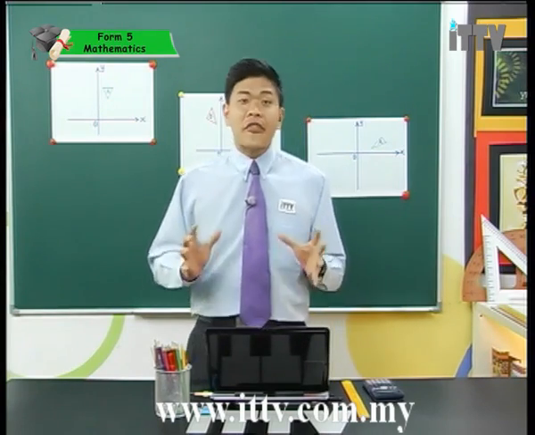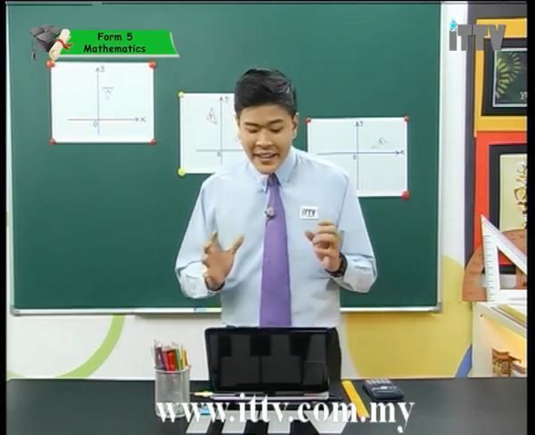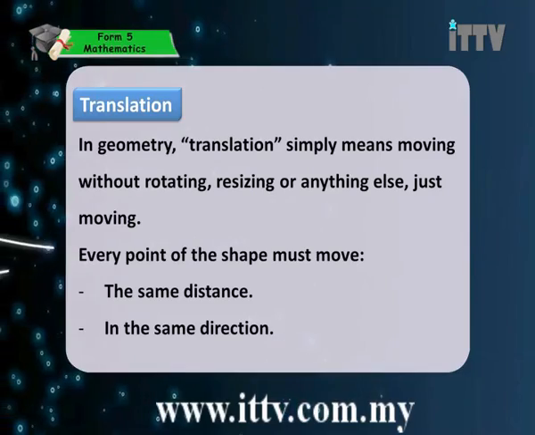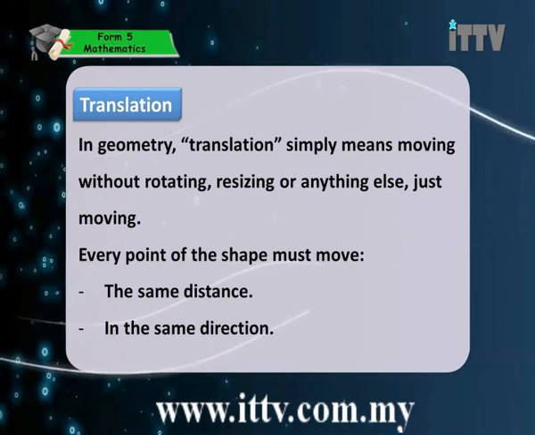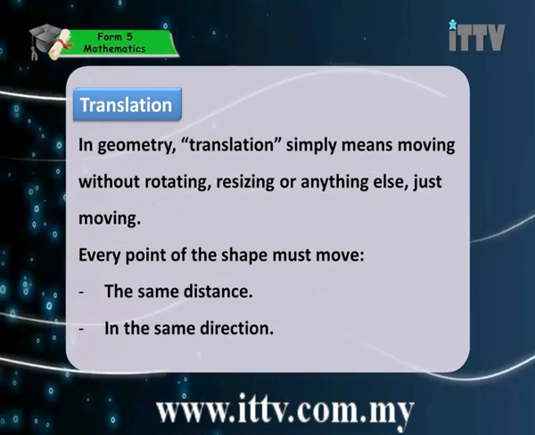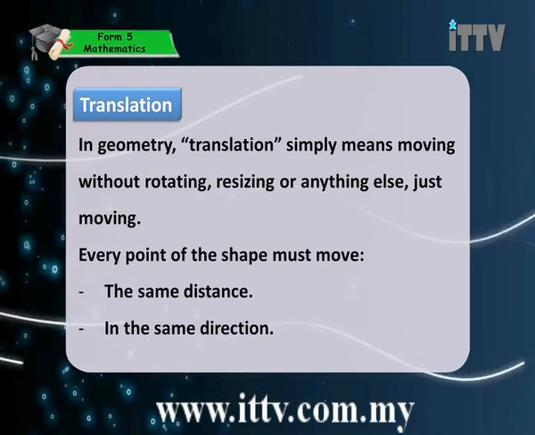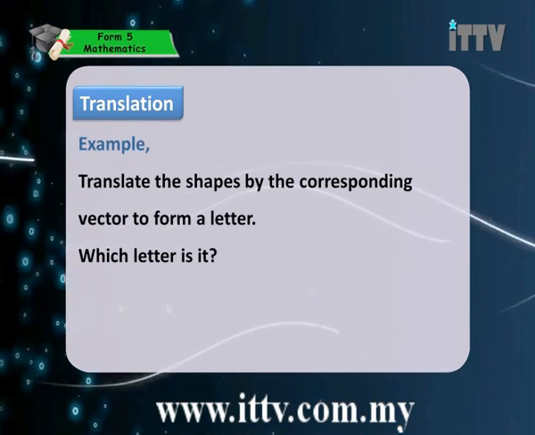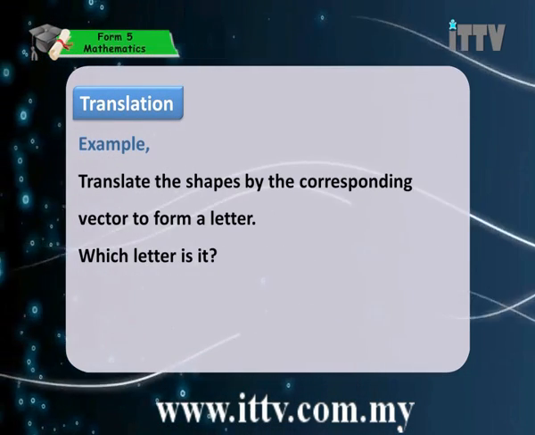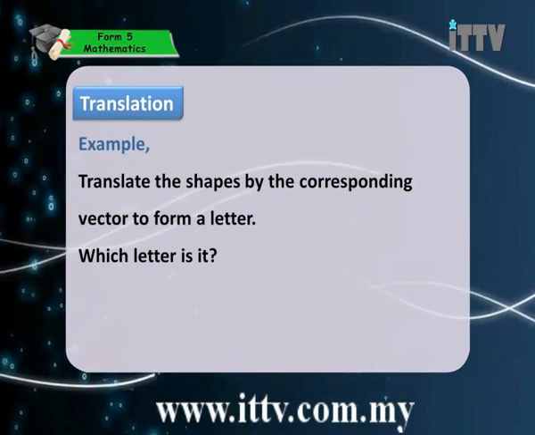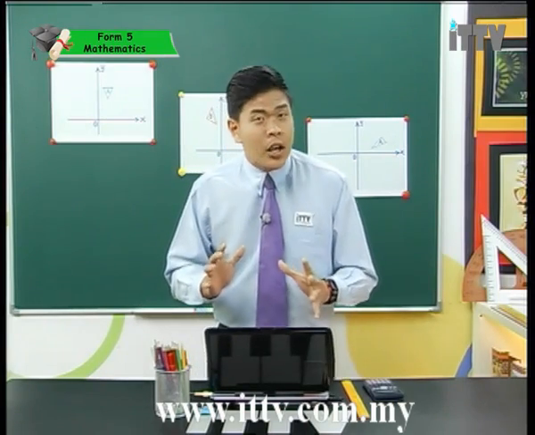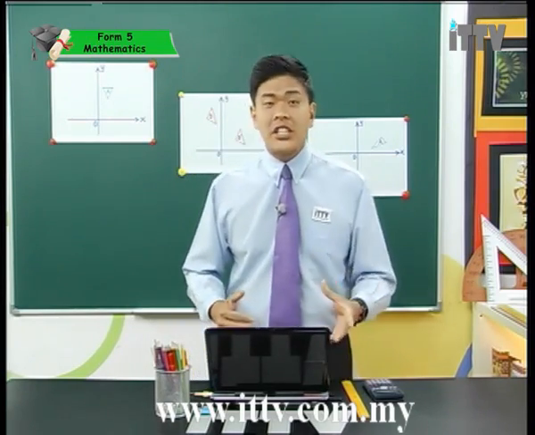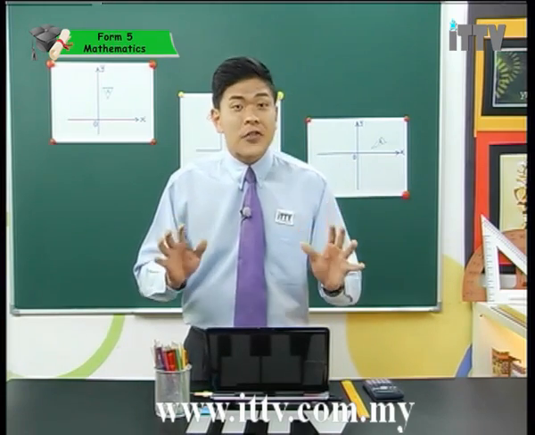So now let's take a look at the first two transformations which are in this lesson. We're going to look at the translation again. In geometry, translation simply means moving without rotating, resizing, or anything else. Just moving. Every point of the shape must move the same distance in the same direction. Example: translate the shapes by the corresponding vector to form a letter. Which letter is it? We're going to look just at translation first, because as we go on later, we need to really understand what translation, reflection, rotation, enlargement, and so on are. So now let's focus on translation.